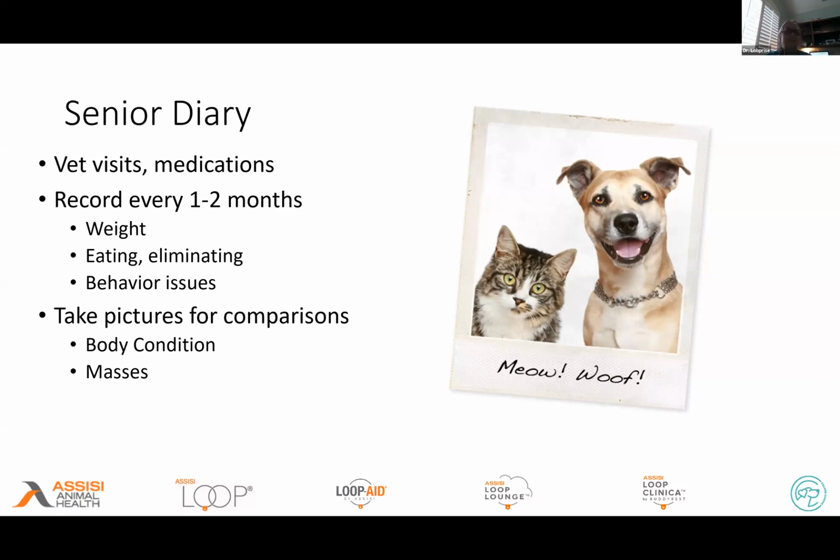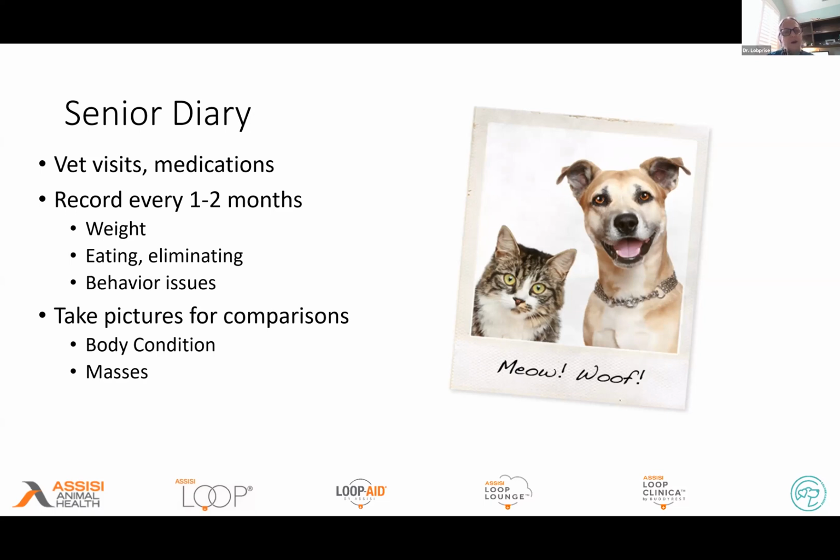There are many different pharmaceuticals that can make a good impact for your patient, but getting them at the right time is very important. Then every couple months or so, check their weight. Make a quick note as to how well they're eating, how well they've been eliminating, and if there are any behavior issues. You can do this on your phone, or print them out if you want to, but take pictures for comparisons every couple months. Body condition scores, muscle condition scores, so you can follow how that weight is looking.